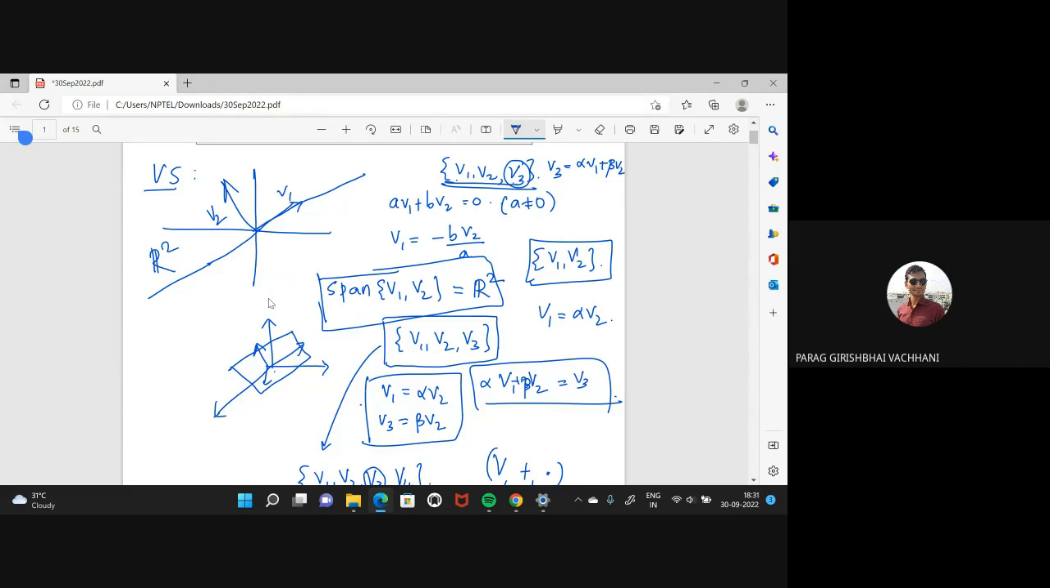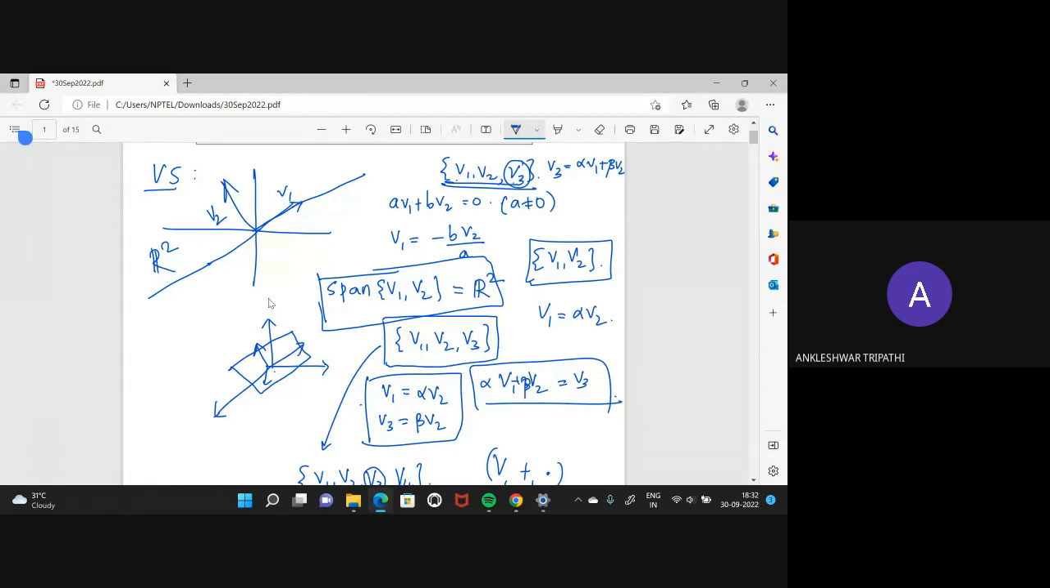Plane, a plane in R2. If you have one direction, you can generate a line, right? If you have two directions, you can generate a plane, right? By generating, what are you doing? How are you generating?